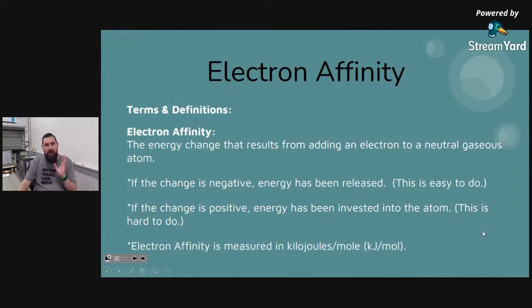The next one is electron affinity. And electron affinity is the energy change that results from adding an electron to a neutral gaseous atom.